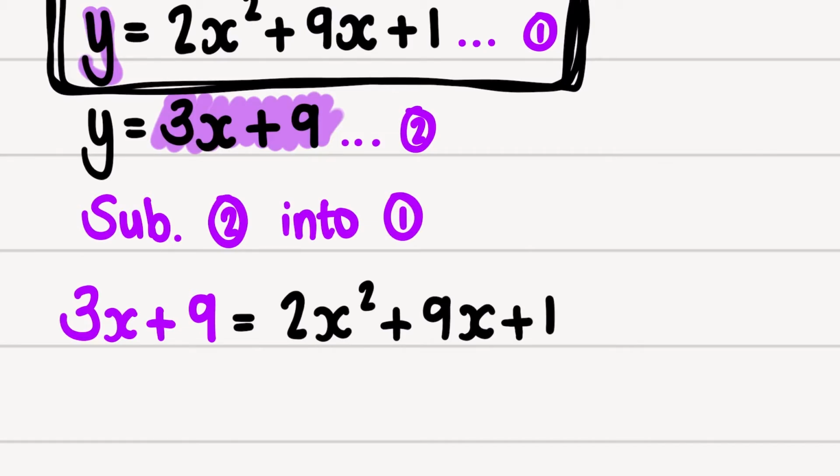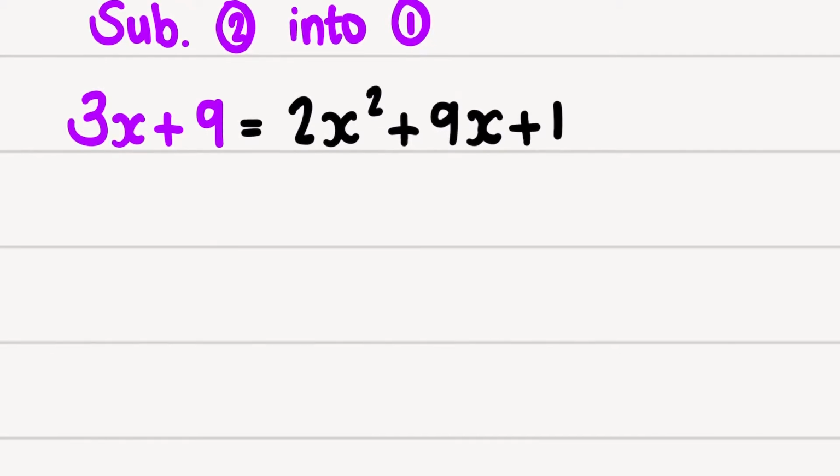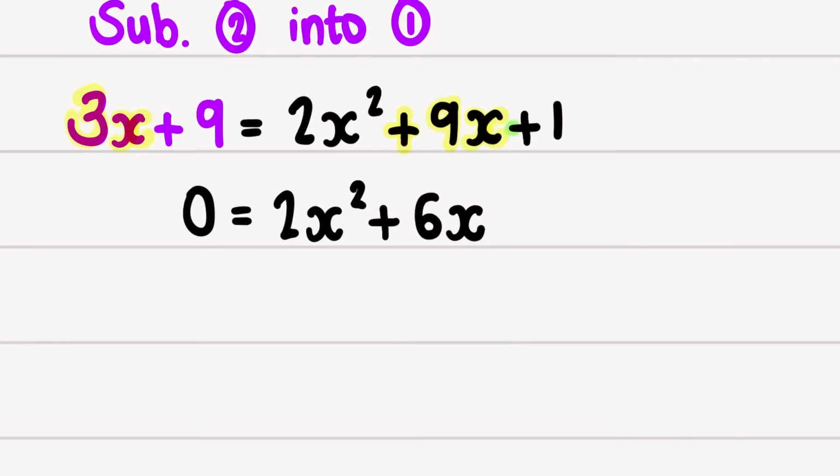Now I'm going to solve this quadratic equation by taking everything to one side and making it equal to 0. So 0 is equal to, there's only a 2x squared. Then I have positive 9x on the right, and I'm going to take a 3x to join it. That 3x will now become negative 3x. So positive 9x minus 3x is positive 6x. Then I have a positive 1 on the right-hand side. I have a positive 9 on the left-hand side, which will now become a negative 9. And 1 minus 9 is negative 8.